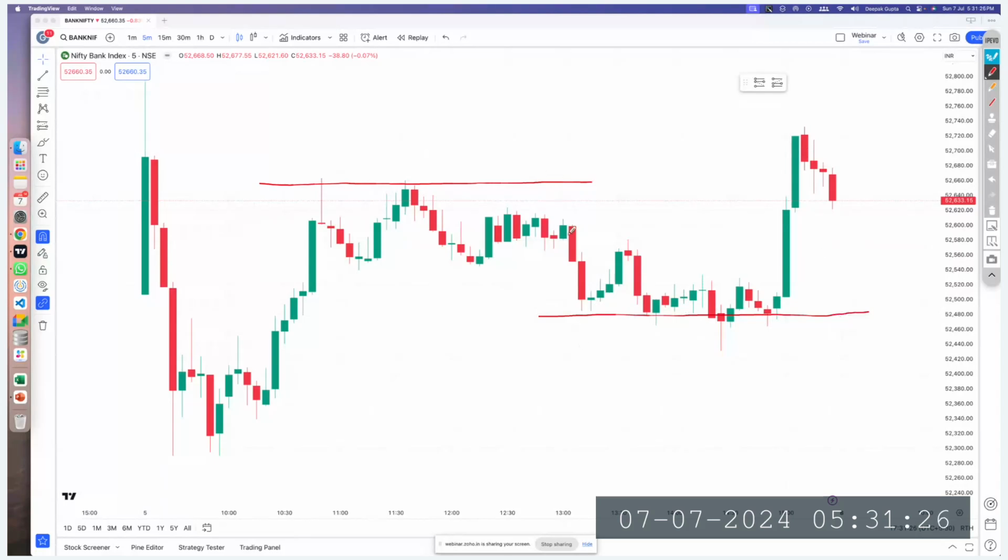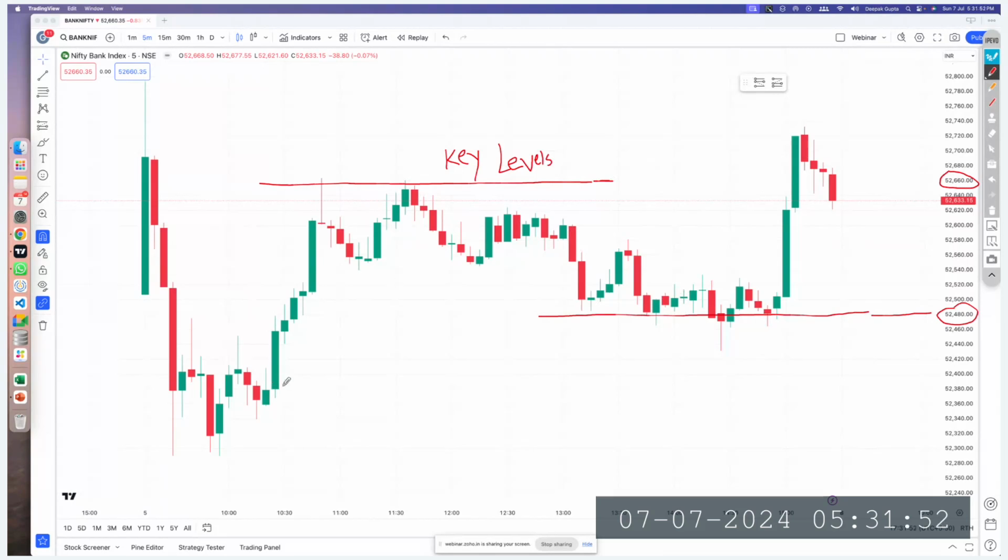These lines are basically referred to as key levels. The key level of prices, that means 52,660, which corresponds to this upper line, is a key level, and 52,480, corresponding to this bottom line, is a key level. But it looks like the market is saturating at these points.